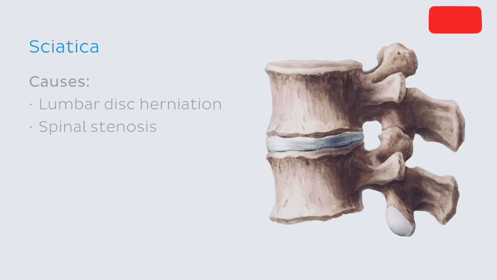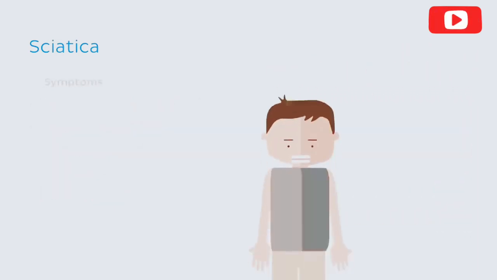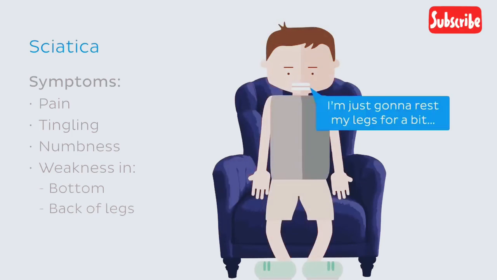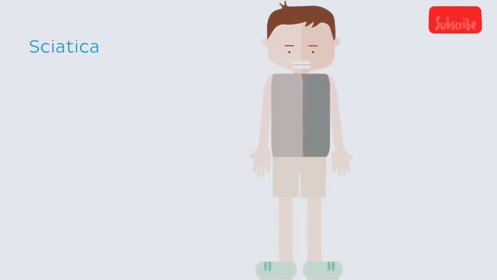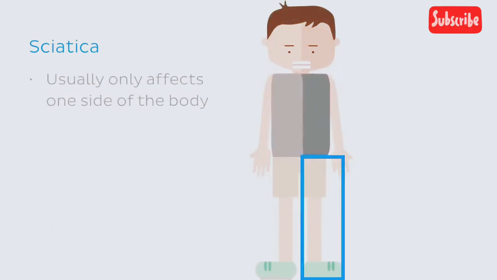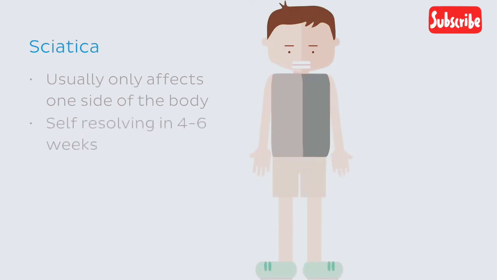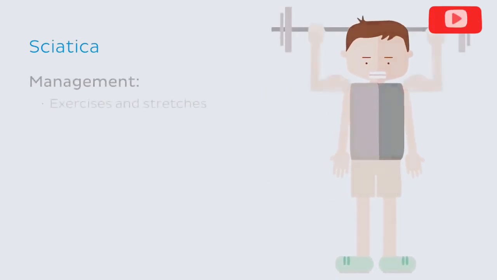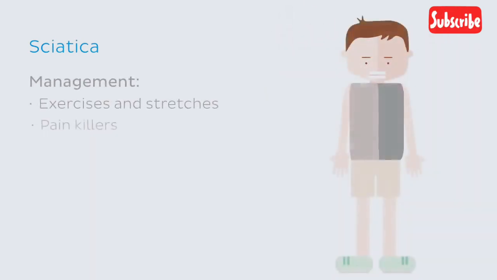Sciatica can also be caused by tumours within the spine or a back injury. Patients may present with pain, tingling, numbness, weakness in their buttock, the back of their legs, their feet, and even their toes. It's worth noting that sciatica only affects one side of the body. Sciatica will usually resolve itself in 4 to 6 weeks, but it can last longer. Symptoms can be managed with exercises and stretches as well as painkillers.